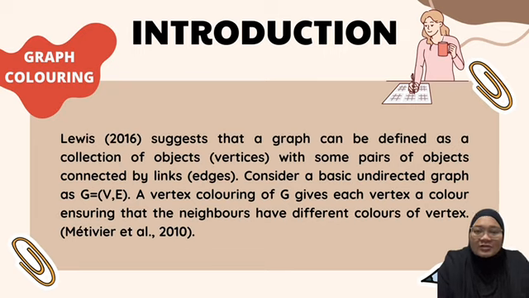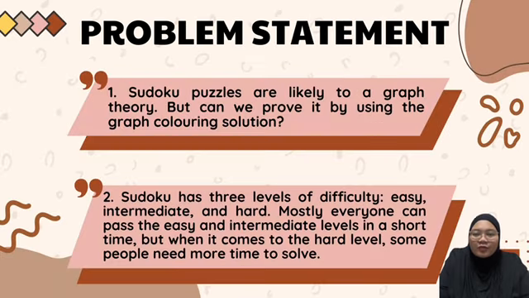Next, I will explain to you about graph coloring. Lewis 2016 suggests that a graph can be defined as a collection of objects, known as vertices, with some of the vertices connected by links, known as edges. Based on MAT668 et al. 2010, by considering a basic graph as G equal to (V, E), where V stands for vertices and E stands for edges, a vertex coloring of G gives each vertex a color by ensuring that neighboring vertices have different colors.